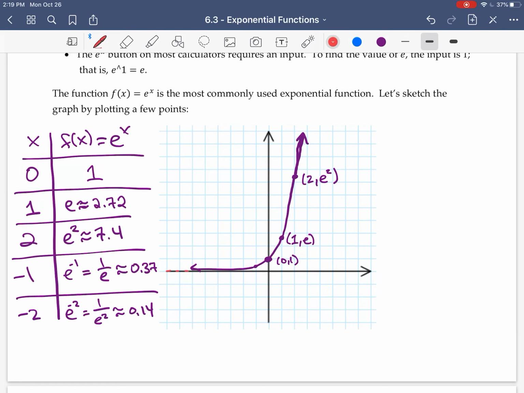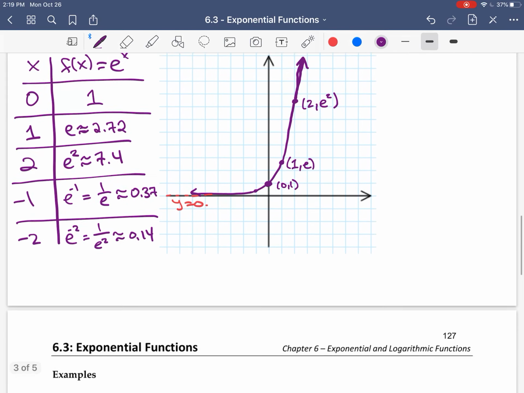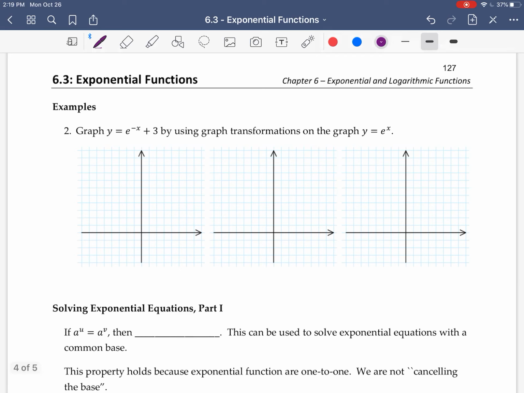Okay, you still have this asymptote at y equals 0. It looks the same. Okay, so there's a button on your calculator to compute those values. Make sure you know how to do that. I'm going to leave this transformation for you. So you're going to want to start with e to the x, which we just did. Then you're going to want to do e to the minus x, so you have to do that one first. And then you're going to take e to the minus x and add 3 to it.